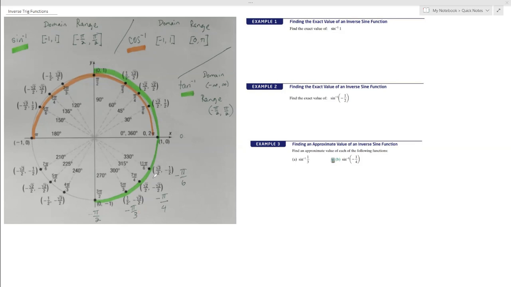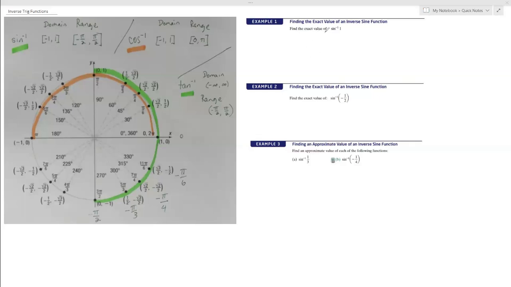The tangent uses the same space with one detail difference here. Notice that I've got parentheses around the -π/2 to π/2 because they are not part of the range. They just indicate where it begins and ends. And then the domain is all real numbers. All right, so let's take a look at this.